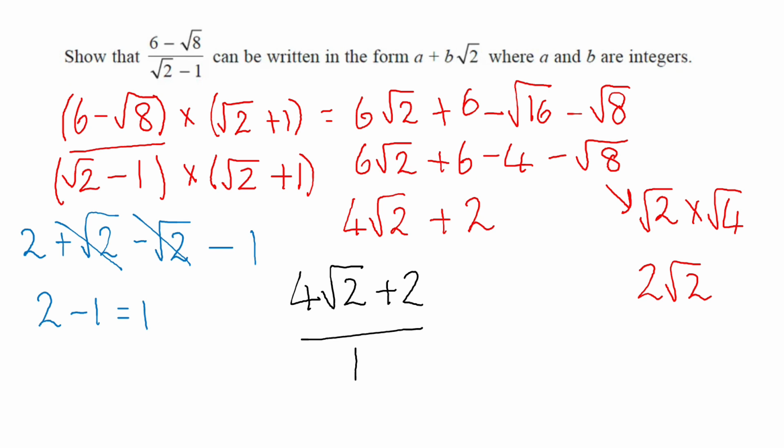Now, we do not need that 1 on the bottom. That is the same as just writing 4 root 2 plus 2. But we're also going to make sure that we write it in the correct format. So they want the number first. So a is going to be 2 and b is going to be 4. So our final answer will be 2 plus 4 root 2. And that's it. That will get you all the marks.